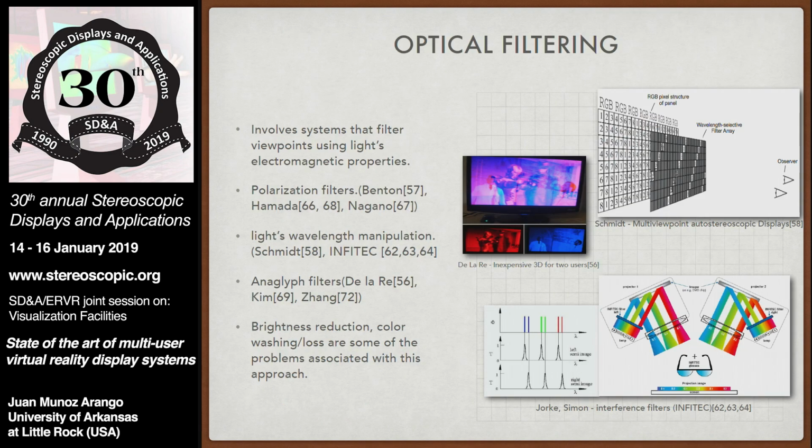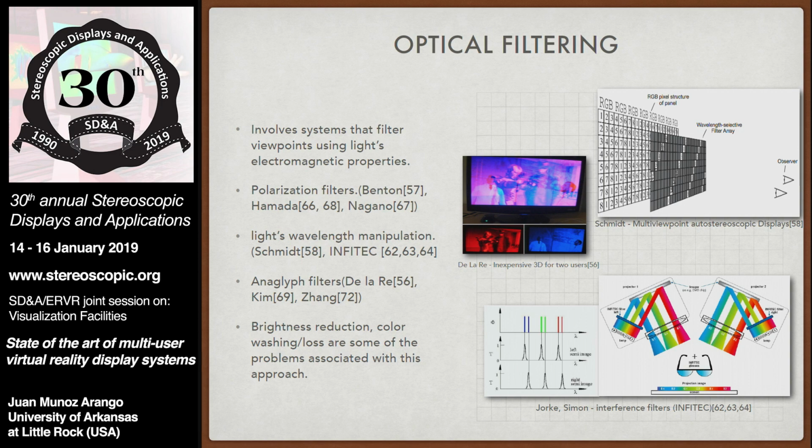Well, let's talk about the optical filtering approach. This approach involves a system that filters viewpoints using light's electromagnetic properties. For example, Delaray and his team combine anaglyph filters with shutter glasses to produce stereo and separate users. Schmidt, on the other hand, uses wavelength selective filter arrays.